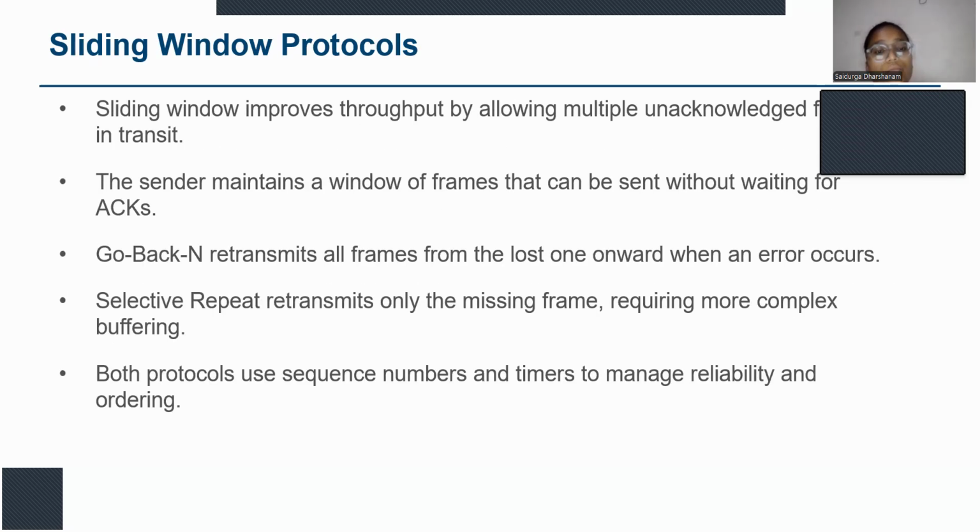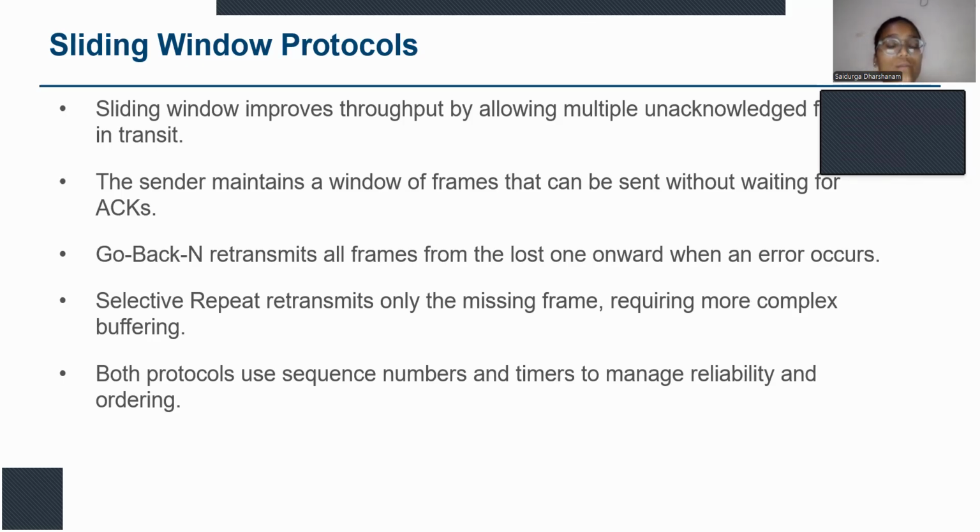Sliding window improves throughput by allowing multiple unacknowledged frames in transit. The sender maintains a window of frames that can be sent without waiting for ACKs. Go-Back-N retransmits all frames from the last acknowledged one onward when an error occurs. Selective repeat retransmits only the missing frame, requiring more complex buffering. Both protocols use sequence numbers and timers to manage reliability and ordering.